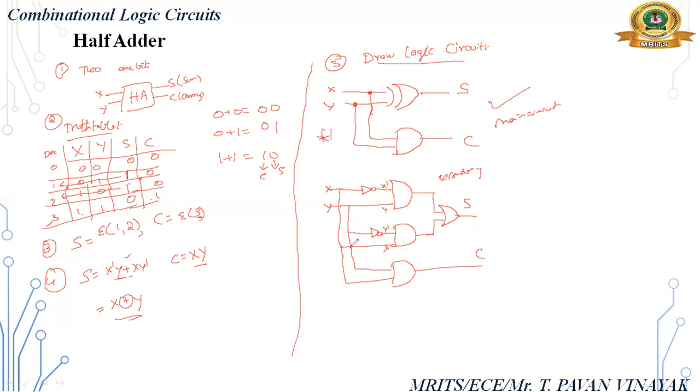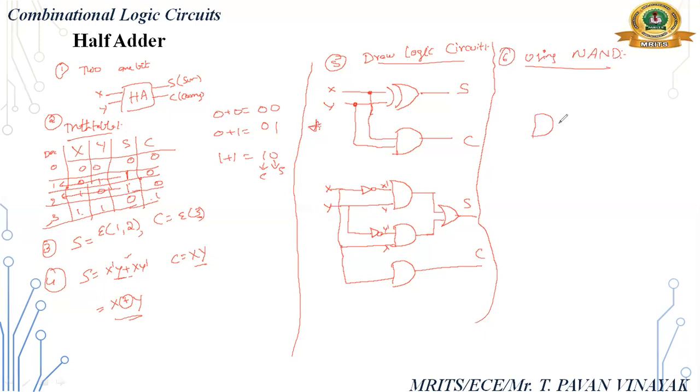What is the next step? Sixth step: implementing using NAND. Sometimes they will ask this as using NAND. To implement using NAND, we use this one only. XOR using NAND, you already know that one. Already you practiced that previously, so I am drawing it directly.